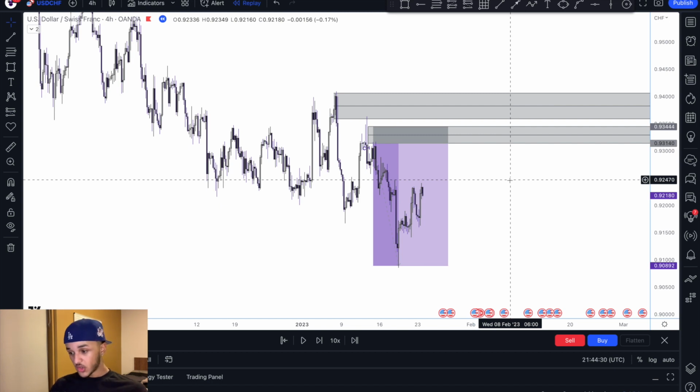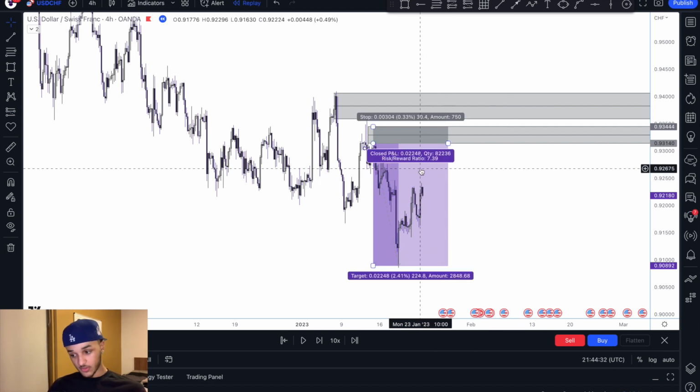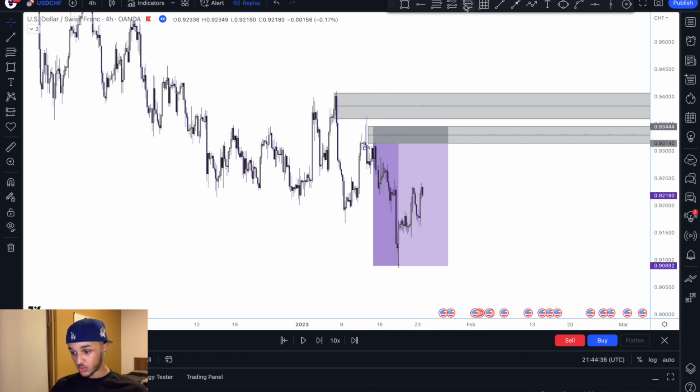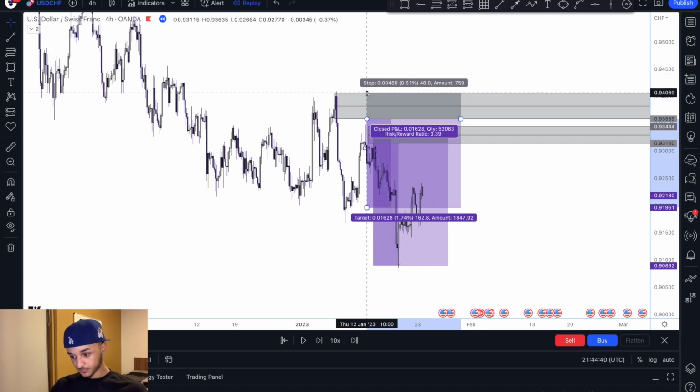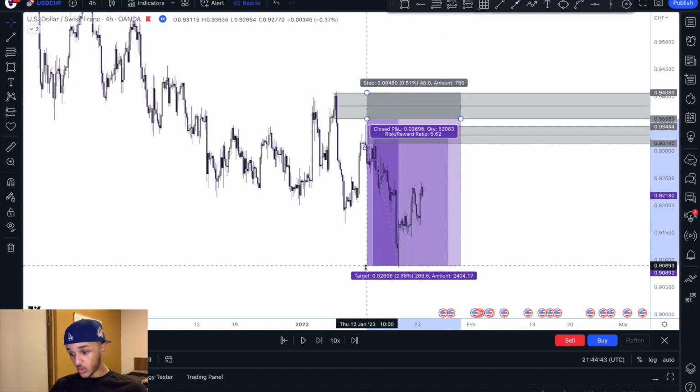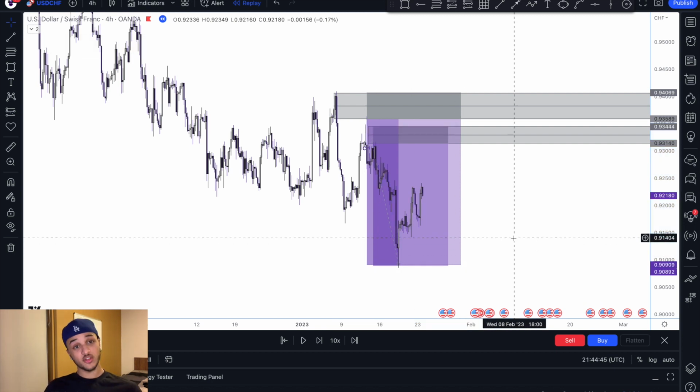And what do we see? We have a 1:7.4 risk to reward ratio in comparison to the previous one, which was a 1:5.6. So it increased our risk to reward ratio. So our potential gains for this trade would have increased.